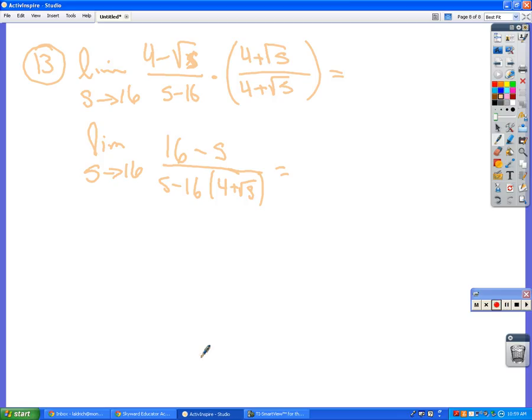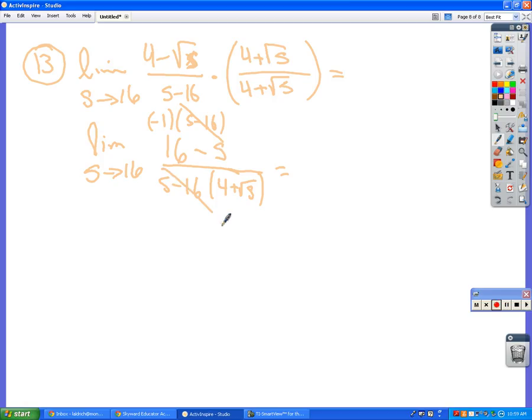Remember that trick that I did on the last ones that freaked you out? I'm going to write this as negative 1 times s minus 16. I can't cancel a 16 minus s with an s minus 16 because they're not the same. They should never allow s's as variables in any math class. Okay, so now they cancel out.